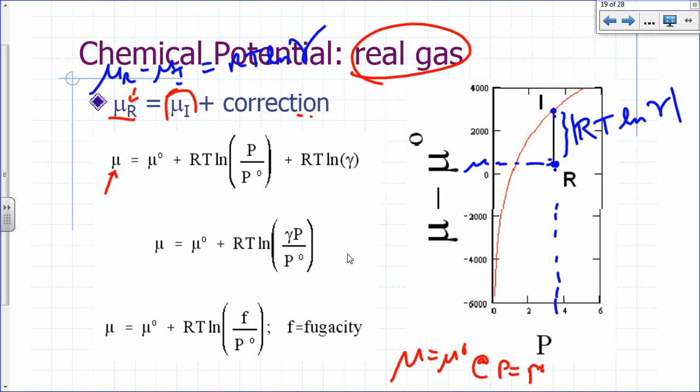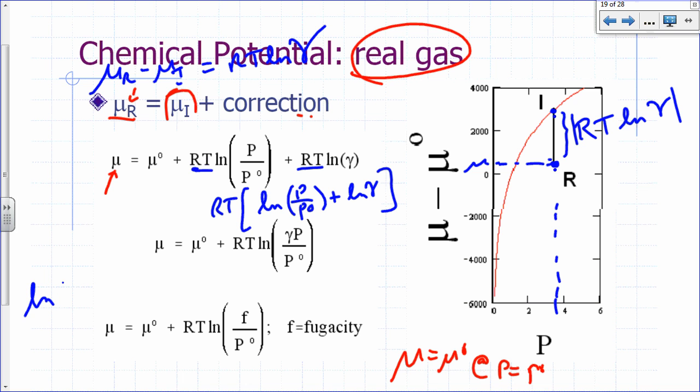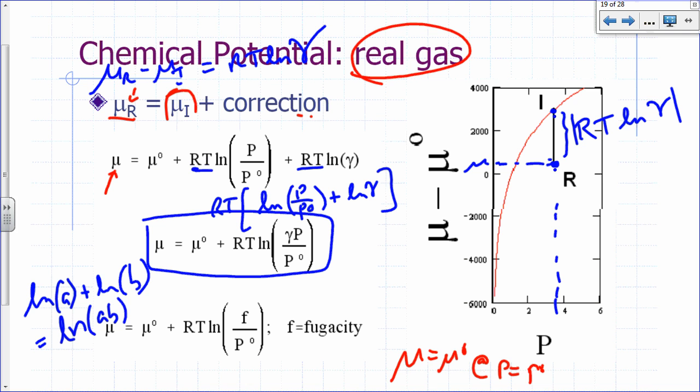Remember ln. I have combined the RT, factoring out the RT there, so that gives you RT times ln of P over P naught plus ln of gamma. And if you remember your identity, ln of A plus ln of B is equal to ln of A times B. So you can just multiply P naught gamma over P naught, and this is our expression for the chemical potential of a real gas.